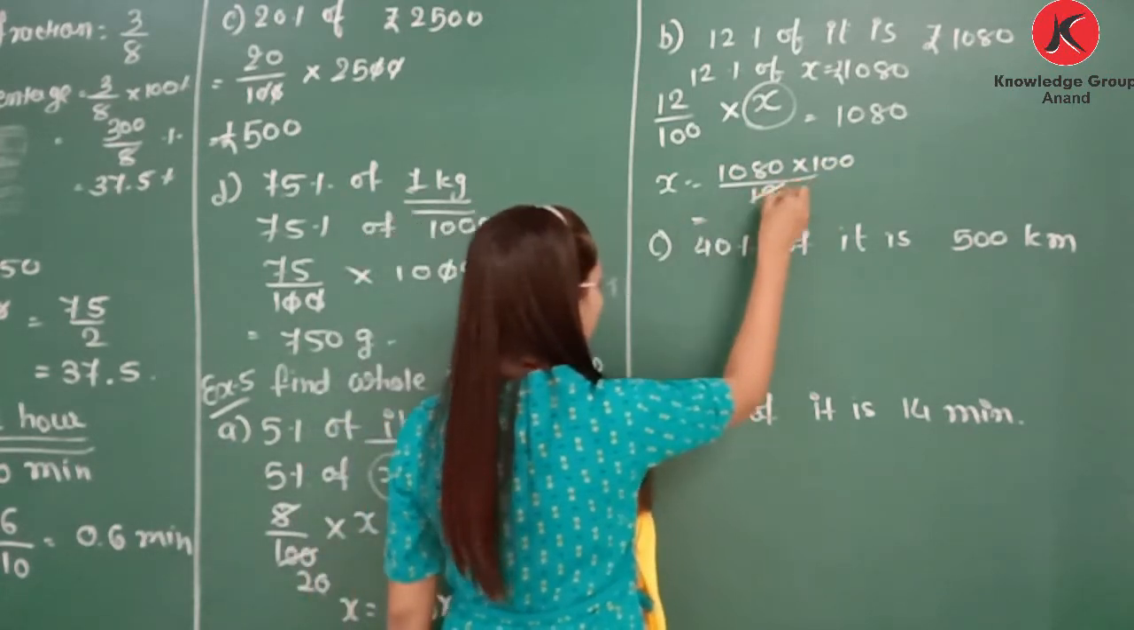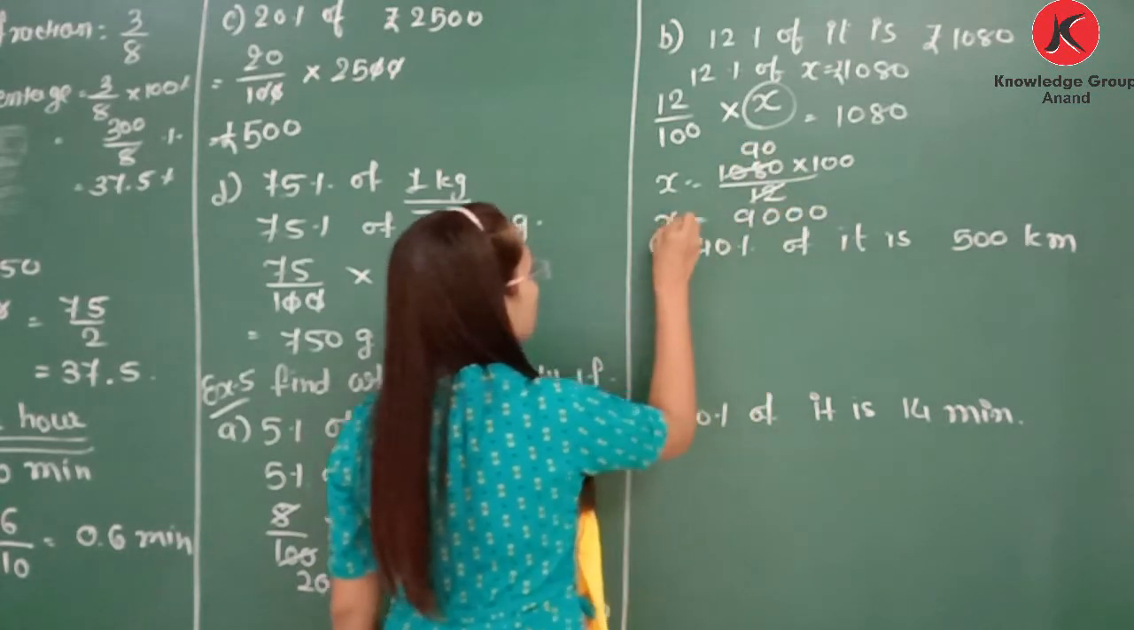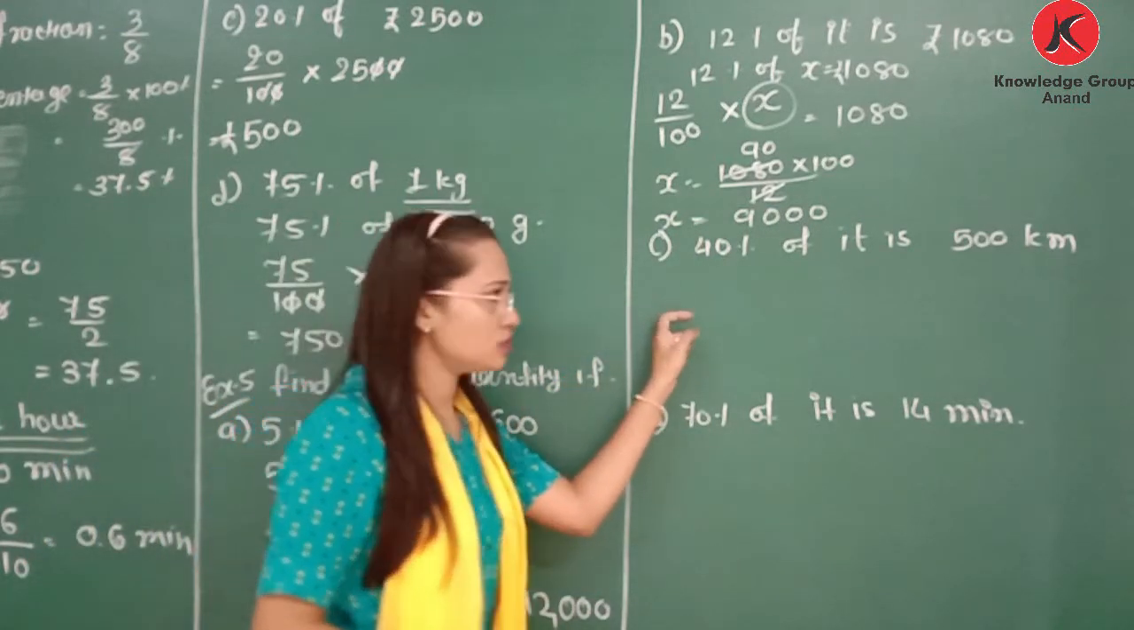Now 90, so it is 9,000. So 12% of 9,000 will give 1,080.